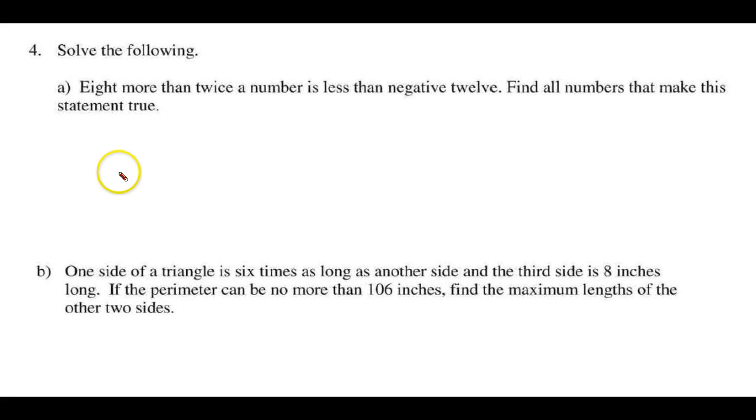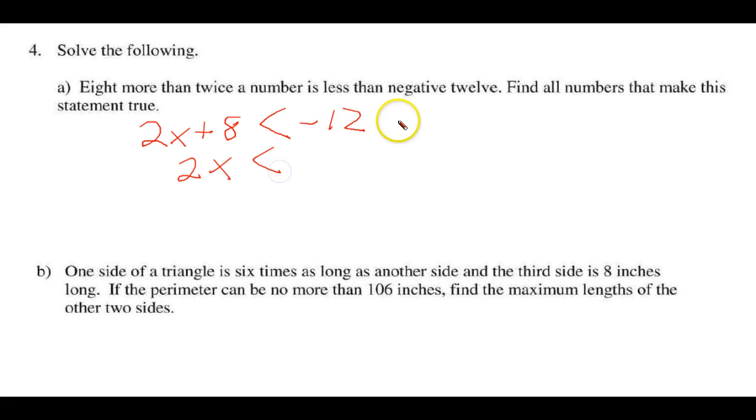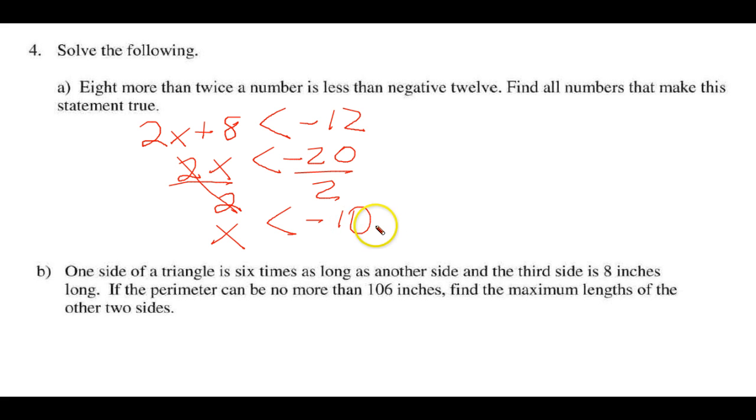And we have a little word problem here. 8 more than twice a number. Well, twice a number plus 8 is less than negative 12. So we go 2x, transpose this, makes it a negative 8 there, so this is a negative 20. Divide both sides by 2. We get x is less than negative 10. And that's the answer.